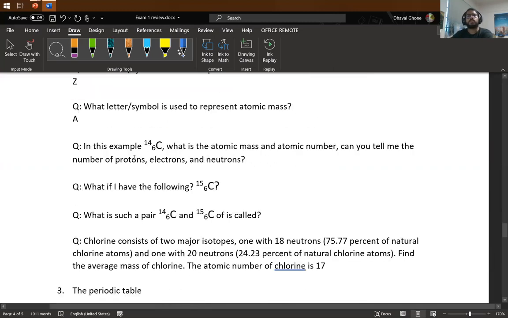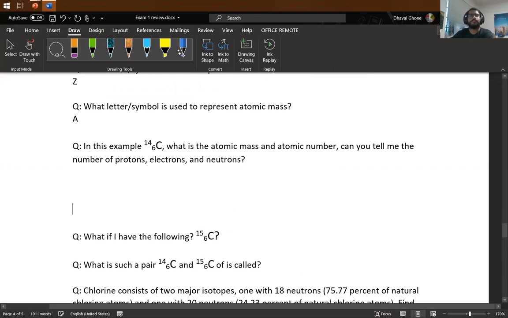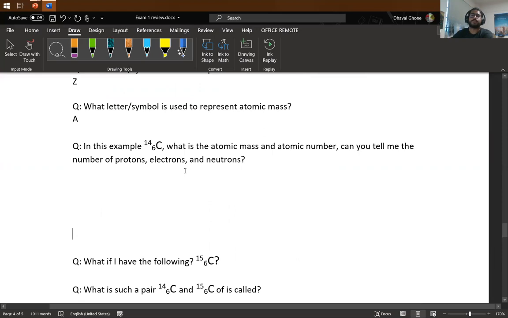Okay, in this example, carbon-14 with atomic number 6, what is the atomic mass and atomic number? Can you tell me the number of protons, electrons, and neutrons? Go ahead and pause the video, solve it on your own, and then when you're done solving, come back to the video and see how I solved it.